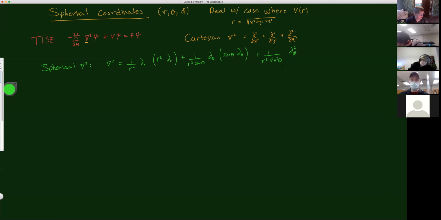Big ugly awful thing. Now when we substitute into the TISE, we get the nastiness here. So the TISE in spherical is this ugly thing, minus h bar squared over 2m.